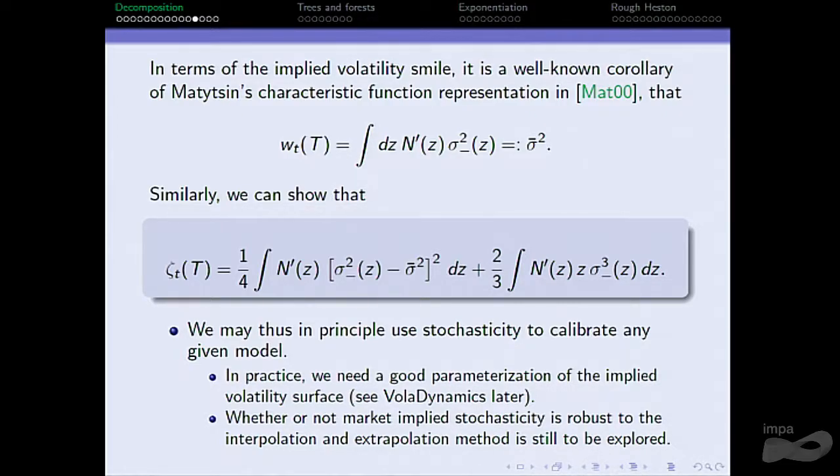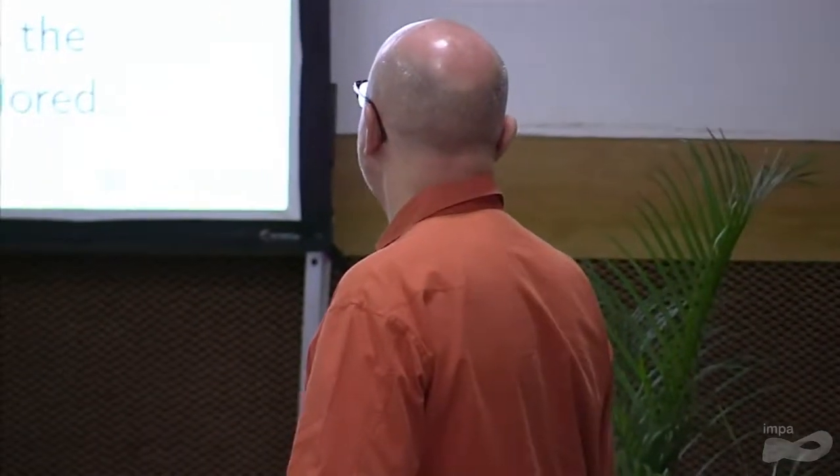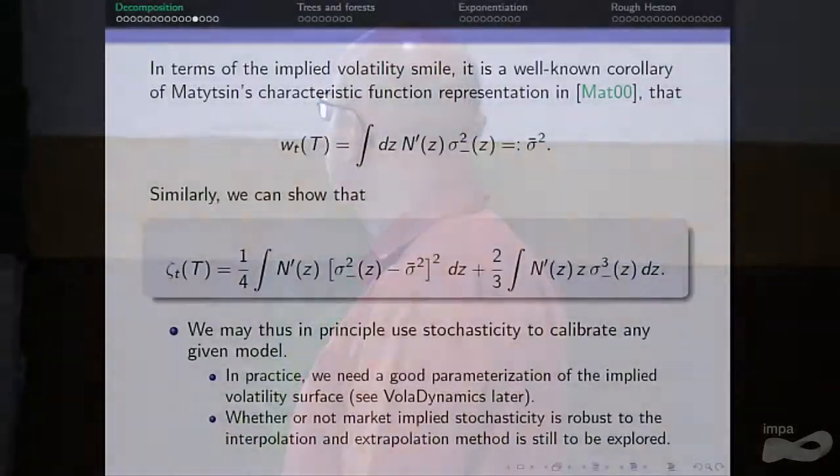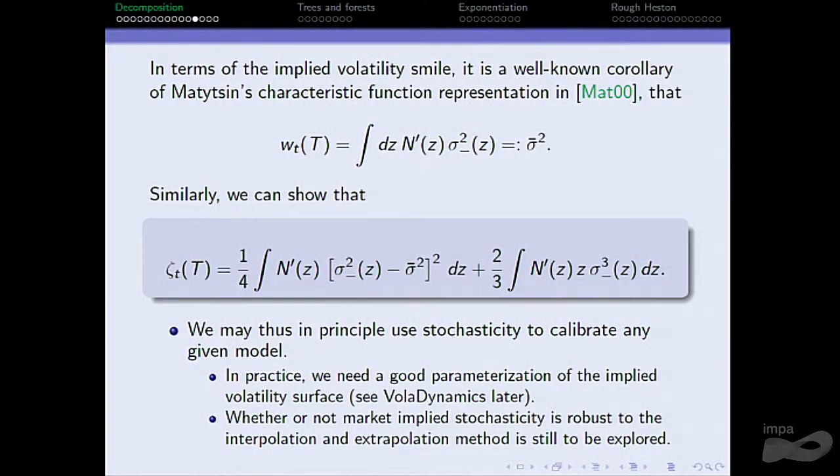But anyway, I leave it like this because I like to see the kernel. I like to see the Gaussian kernel. And essentially, you're integrating the whole smile, but instead of a smile with log strike on the x-axis, it's a smile with essentially d2 or d minus, depending on your notation, on the x-axis. So this thing gives you the variance swap.